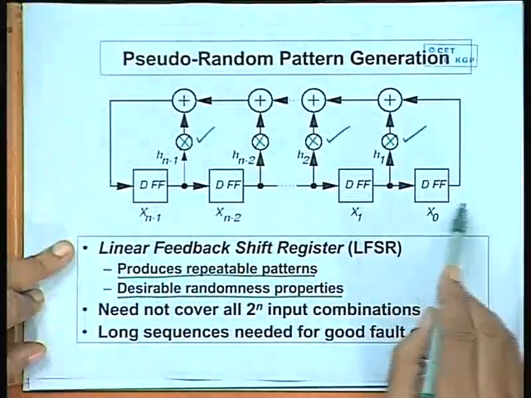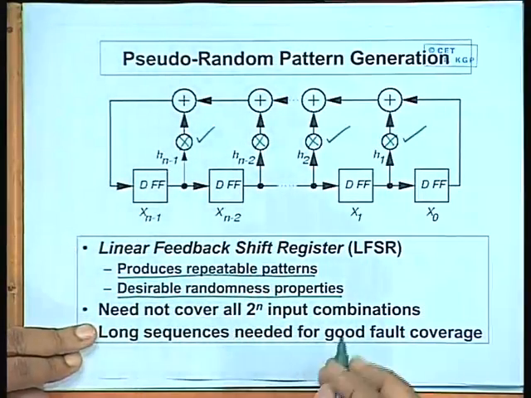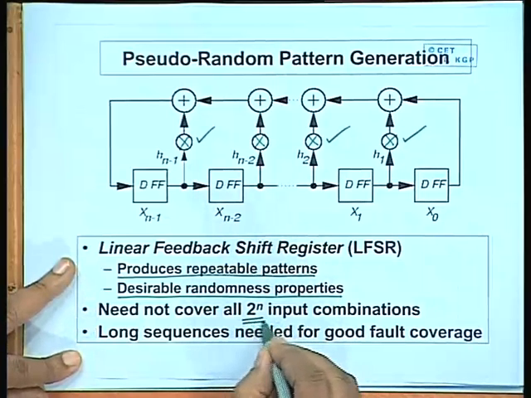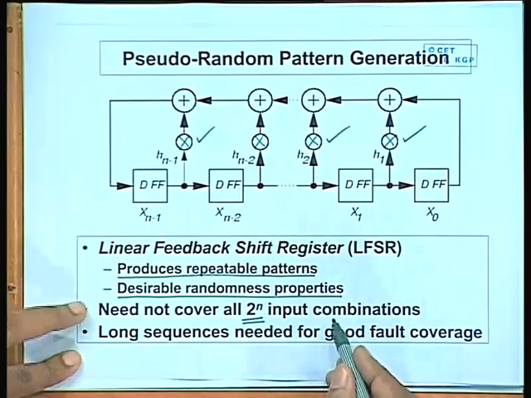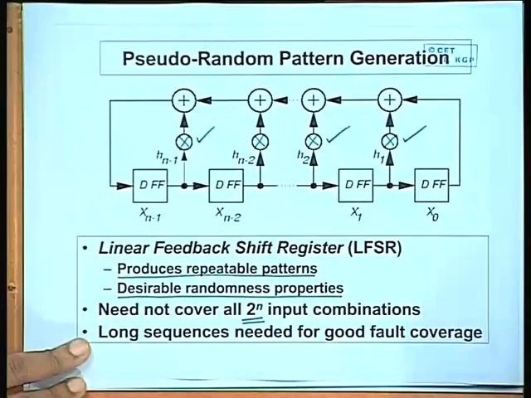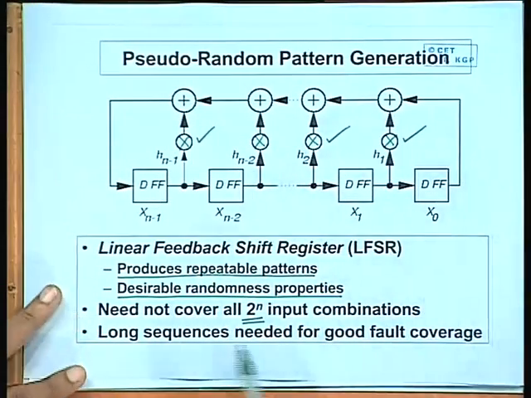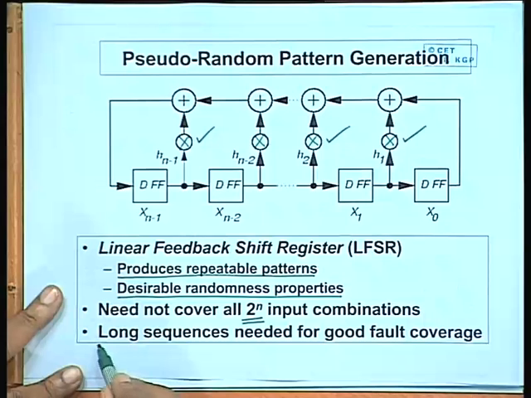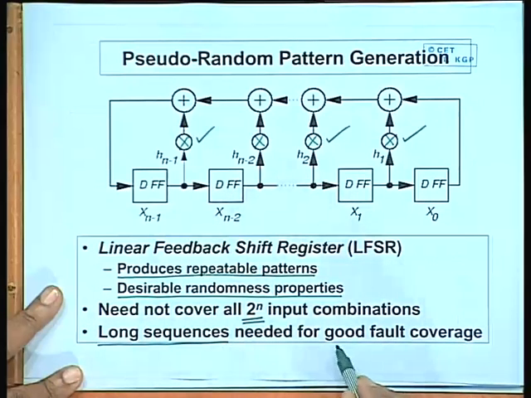Now, with respect to testing, if it is an n bit register, it is not the case that we need to apply all 2 to the power n input combinations. The number of patterns that you need to apply is typically much less, say for example 10,000, 20,000, 50,000, that should be sufficient, and the number of flip flops can be as high as 32 or 64. But you need sufficiently long sequences for good fault coverage, but how long, that you should evaluate and find out through simulation.